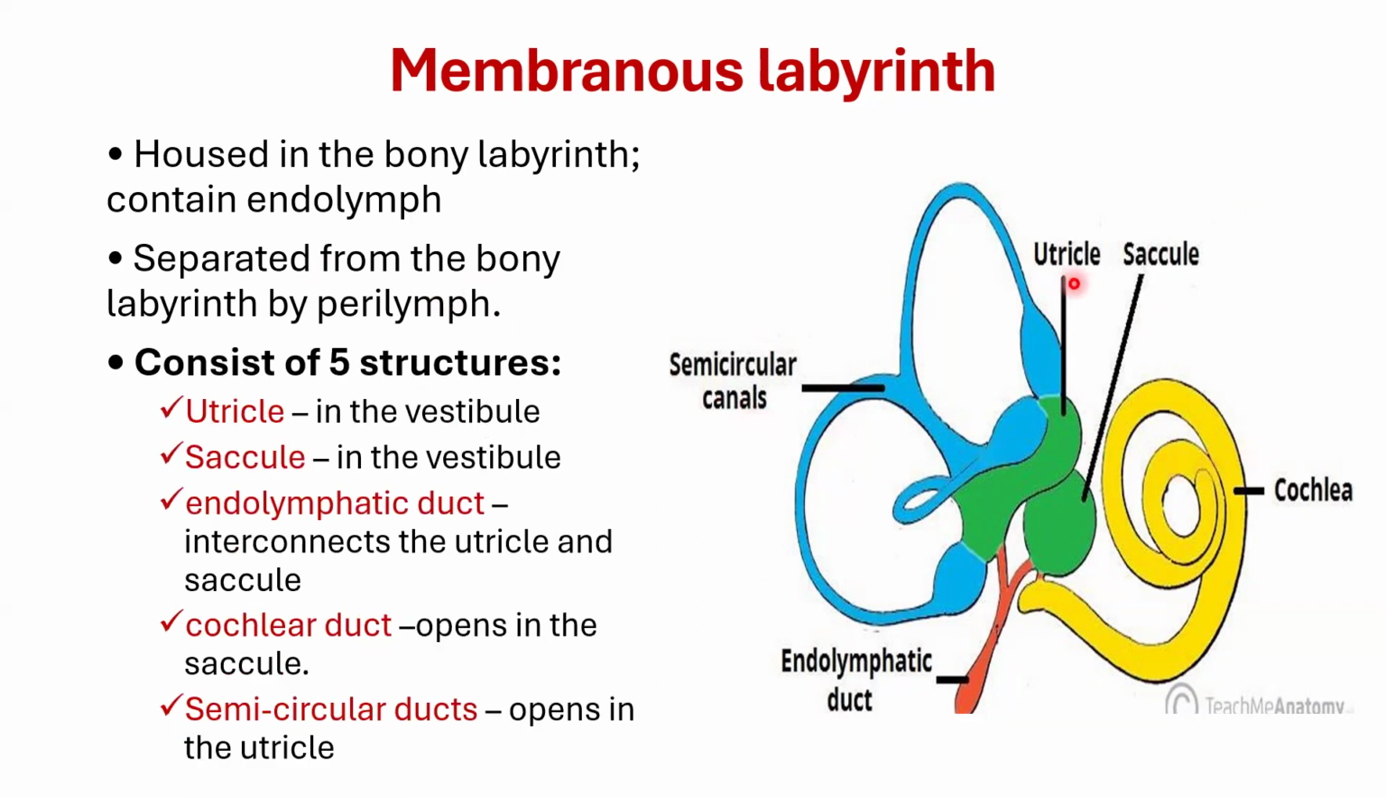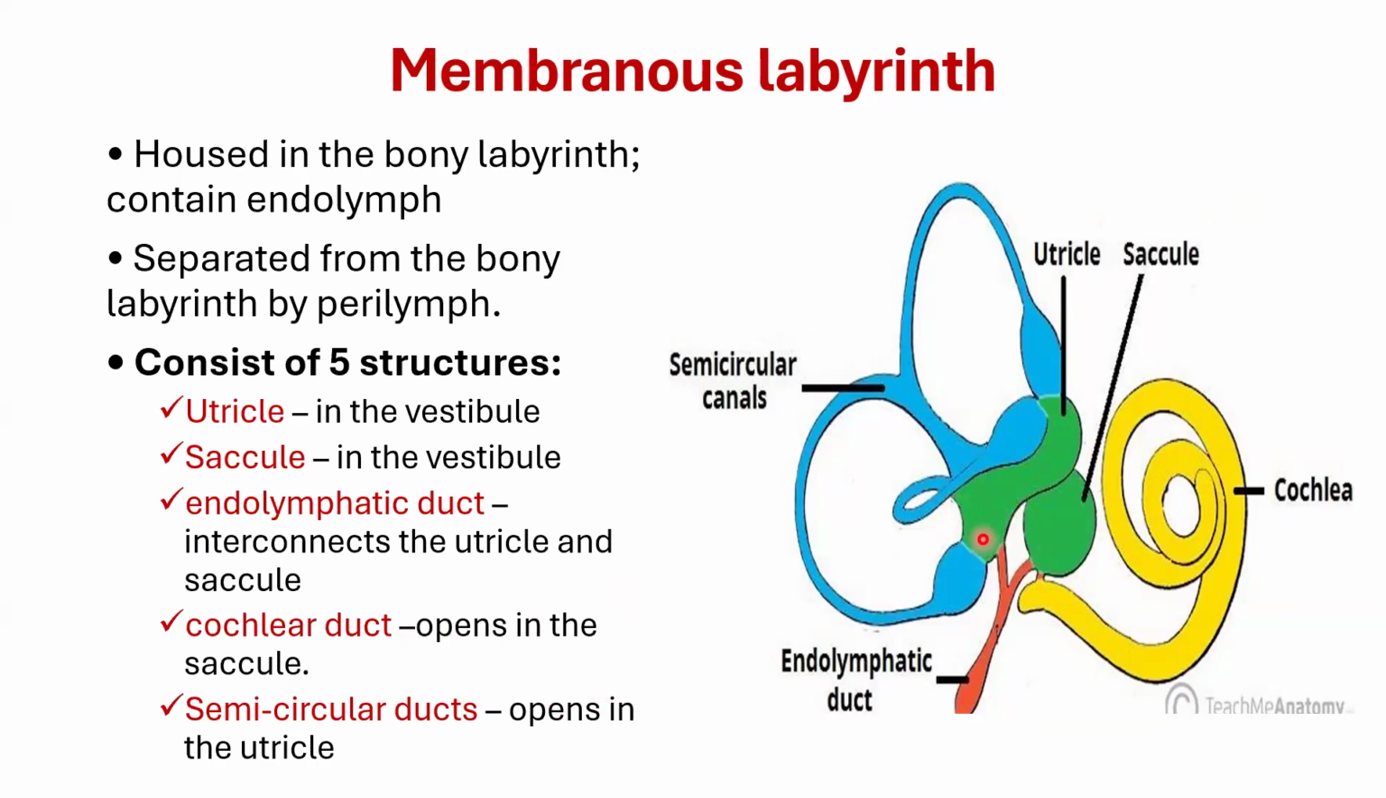So you'll have the utricle here. Then you'll have the saccule. The utricle and the saccule will be contained in the vestibule. Then the endolymphatic duct opens into the saccule. And then you'll have the cochlear duct. Here's a cochlear duct, which opens in the saccule. And then the semicircular ducts, which open in the utricle.